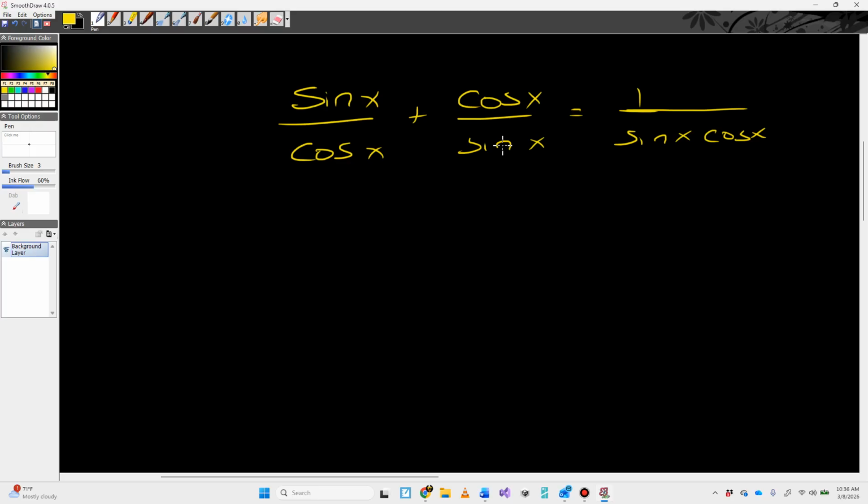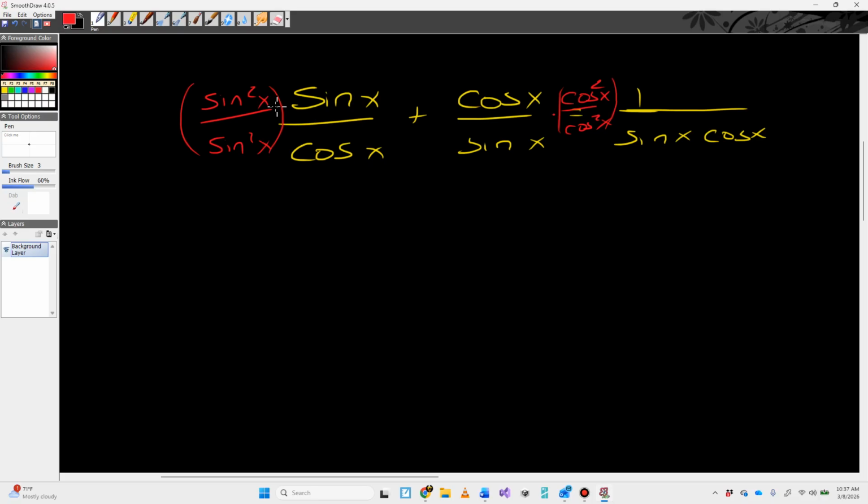Well, I could take this and multiply it by sine squared x over sine squared x. That's just multiplying this by 1. That'll work, because if I multiply anything by 1, I get it back. And over here, I can multiply this by cosine squared x over cosine squared x. Again, I'm multiplying this by 1. I can do that. And so what do I get?